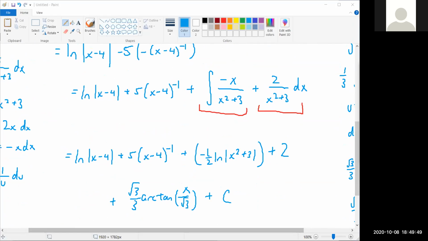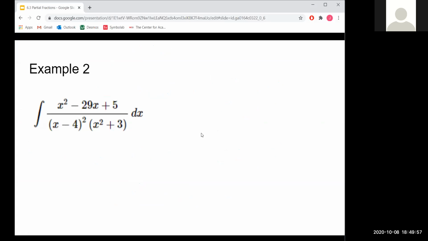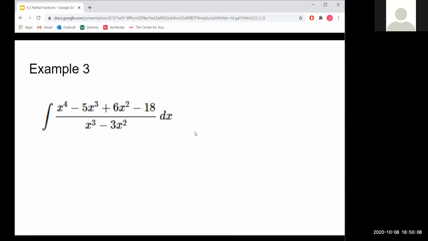So on the slide, let me go back to the slide. We just did example 2. So we still have 3, 4, 5. We still have 3 examples to do after this one. We're not going to do any more examples today. I'm just going to stop it here.